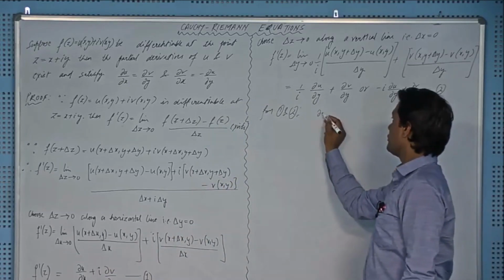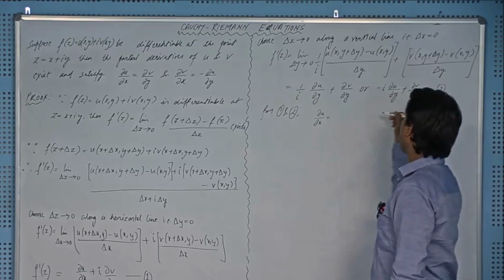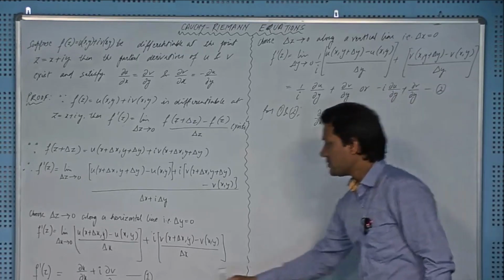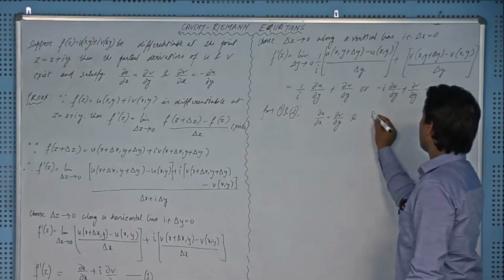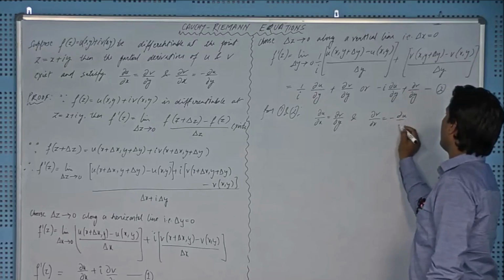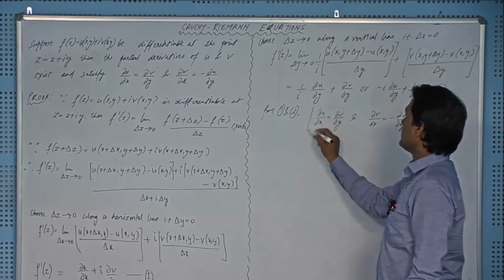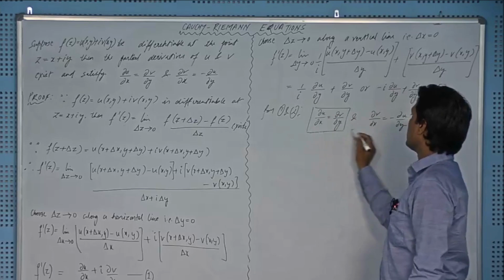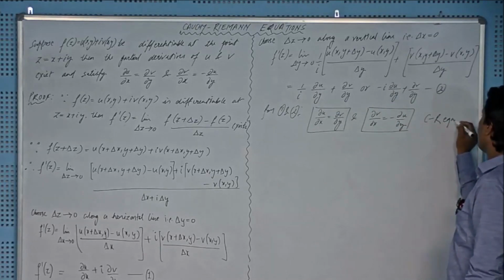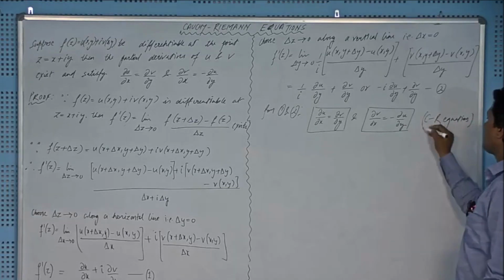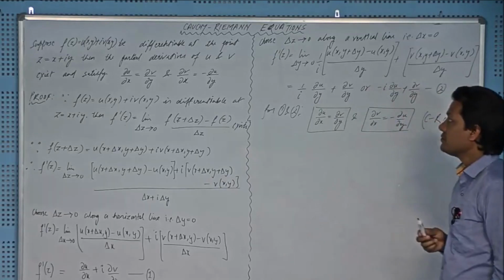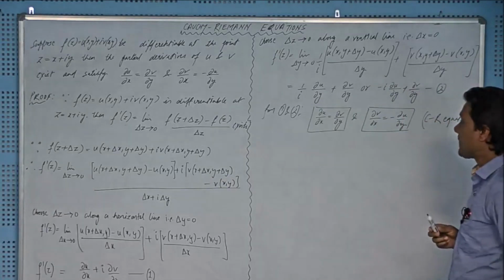From first and second, del u over del x should be equal to the real part of this, that is del v over del y, and comparing the imaginary part, del v over del x is equal to negative of del u over del y, and these are called Cauchy Riemann equations, CR equations. And you will see that these are the same Cauchy Riemann equations.